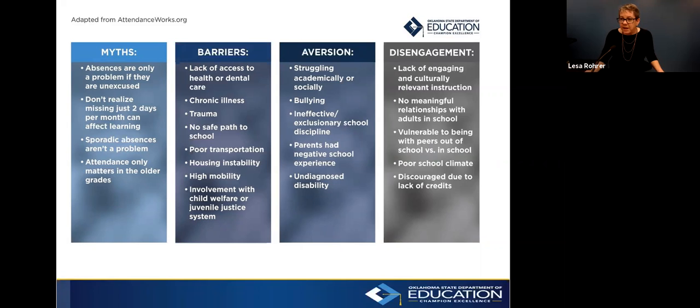It could be that they have a chronic illness. It could be that there's not a safe path. It could be that they have involvement with child welfare or juvenile systems that make them not want to come to school. It could be like me. I come from an economically disadvantaged home, and my mother didn't have a very positive experience at school. It could be that they're being bullied, or it could be lack of engagement. So think about all of those things when you're looking at that chronic absenteeism indicator.